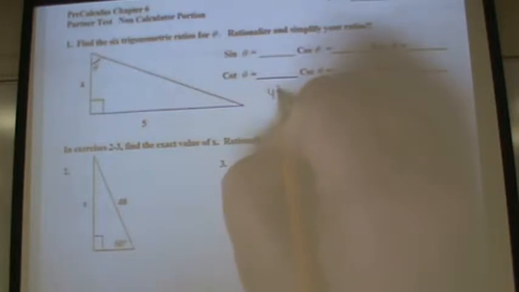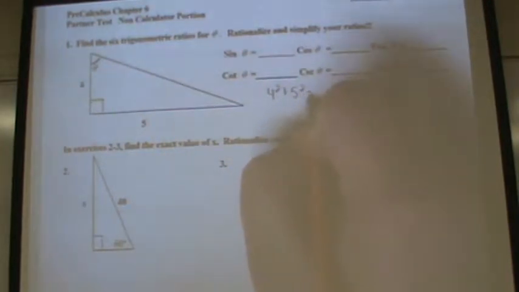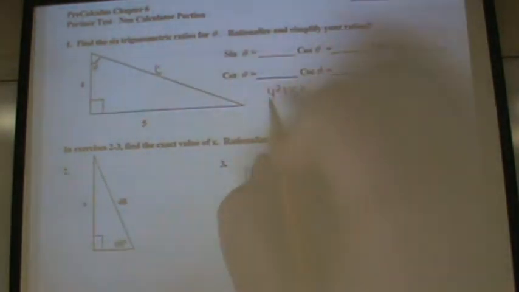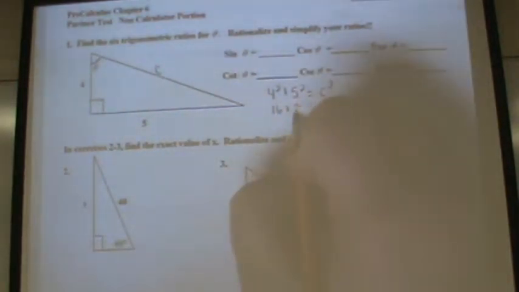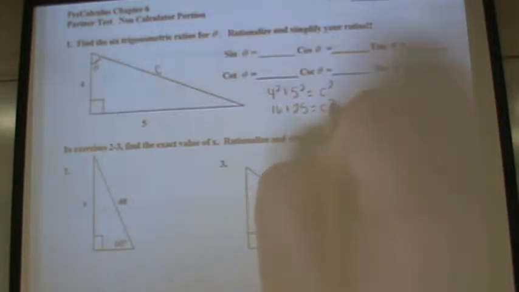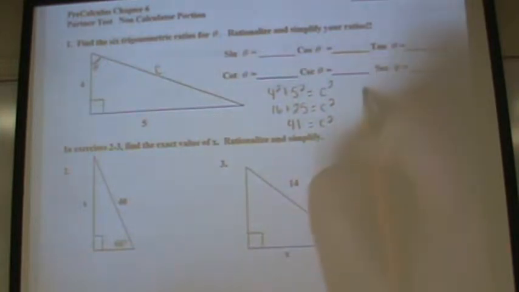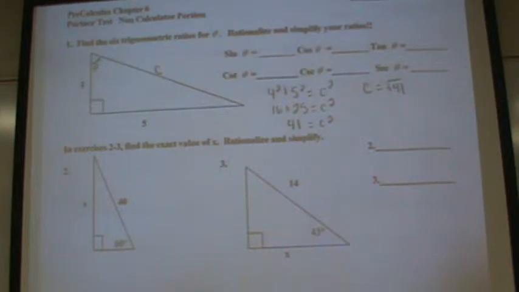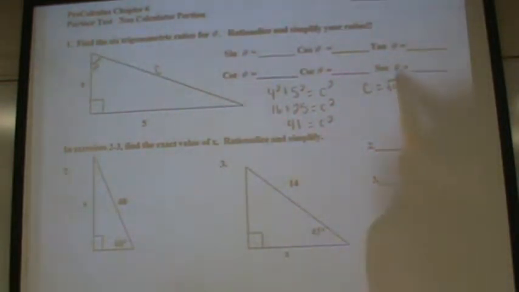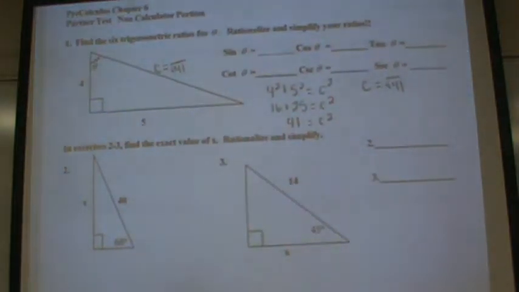We're going to have 4 squared plus 5 squared equals c squared. We'll just label this as c. So we're going to get 16 plus 25 equals c squared. You get 41 equals c squared. So you get that c equals the square root of 41. You can't really simplify the square root of 41, so we're just going to leave it like that. So c equals the square root of 41.